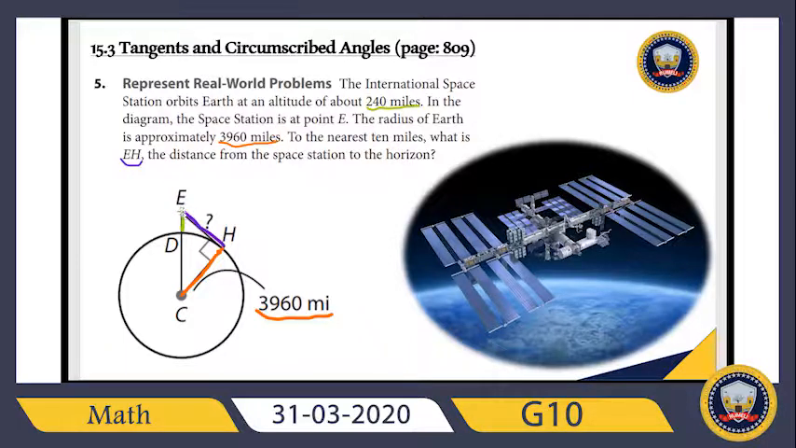Now, what is the nearest point between the International Space Station and the horizon? Okay, which is at point H. I'm looking for this length, the blue one, EH. Now, how can I find this length? Pause the video for a few minutes, solve this question. If you're ready, play this video to see my answer and compare it with yours.